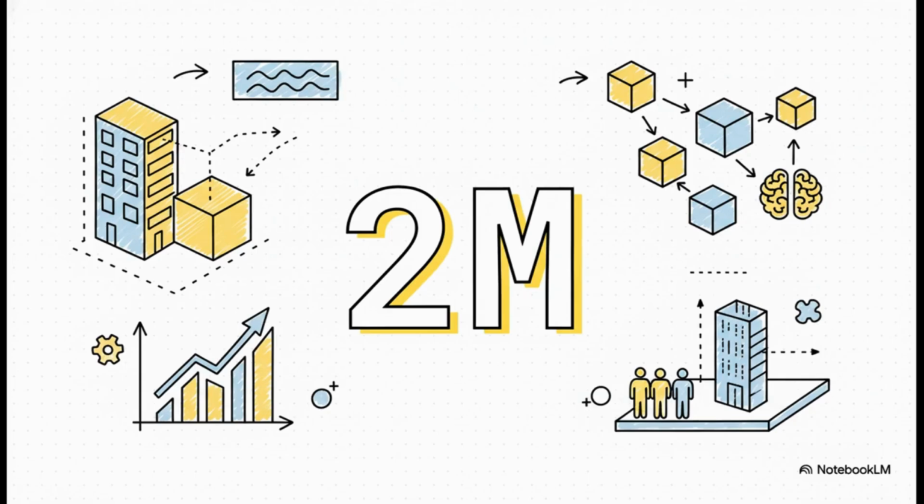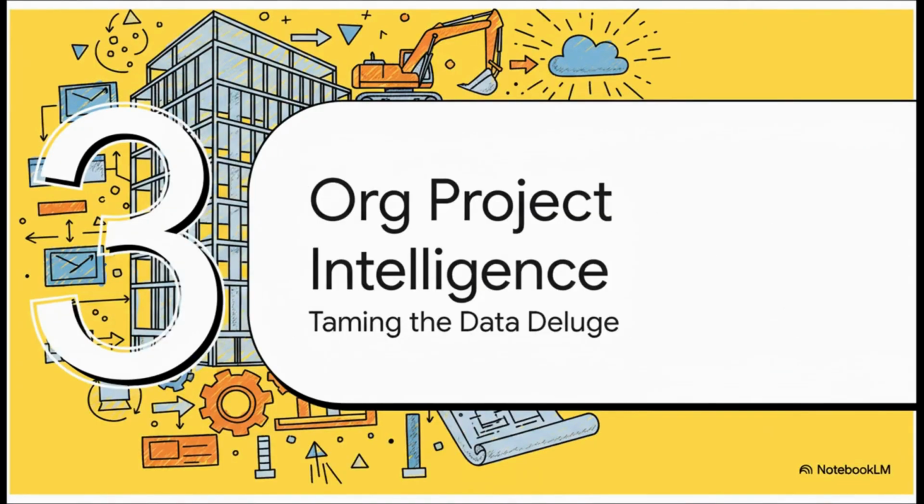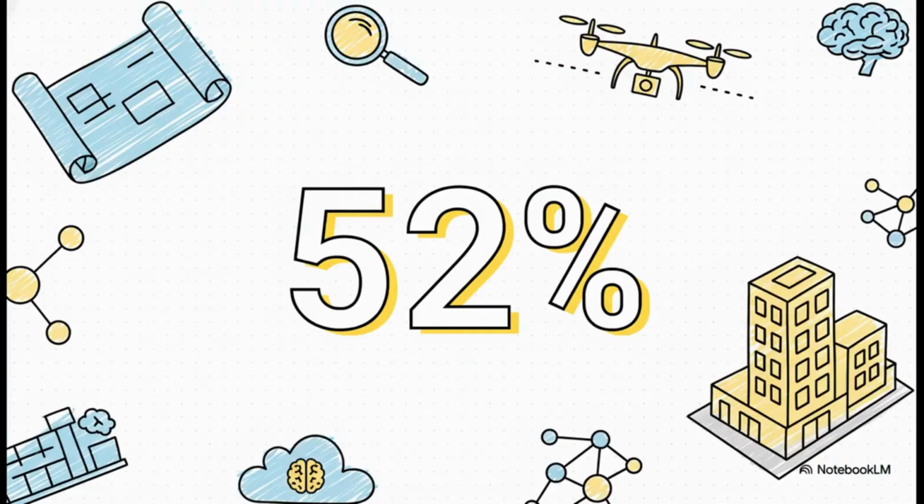Okay, so we've got our metrics, we've got this flood of amazing high quality data, but data without organization is just noise. So the next and absolutely crucial step is taming this data deluge. We have to turn millions of points and thousands of files into something you can actually use, project intelligence. And here is exactly why that organization is so critical.